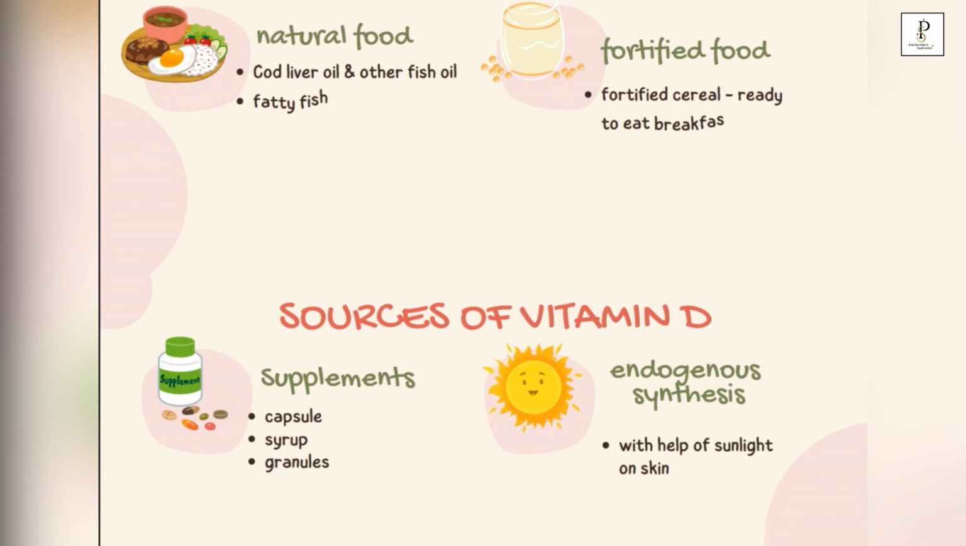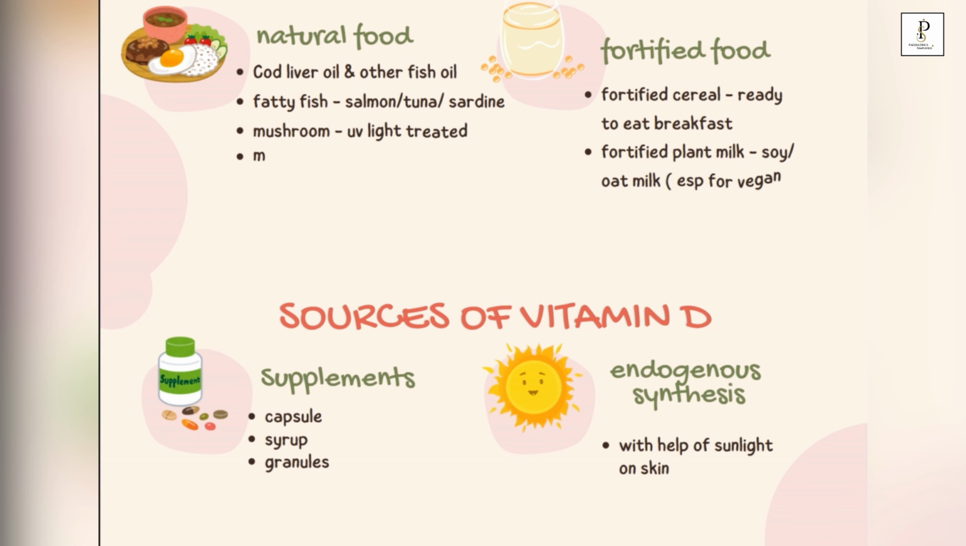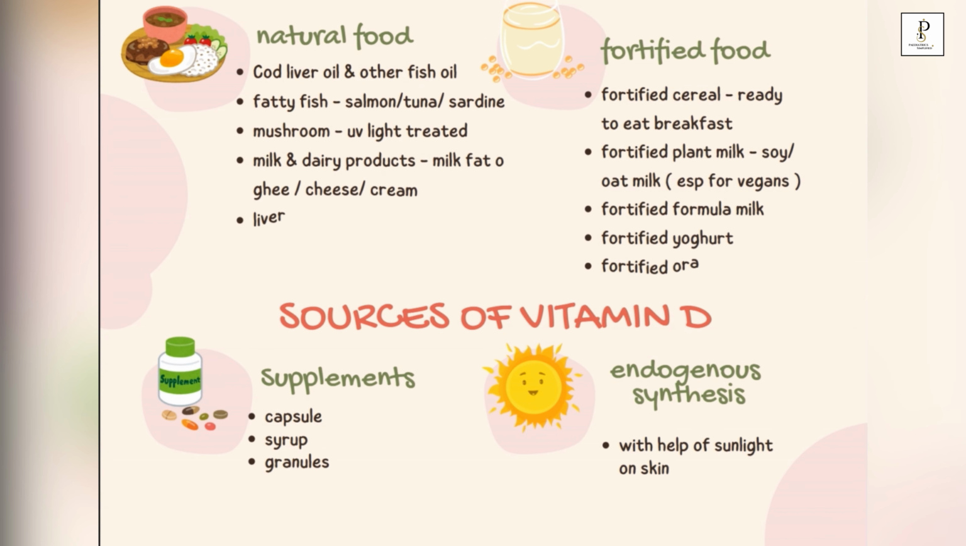What are the sources of vitamin D? As we discussed in the previous slide, in the dietary sources, it can be naturally occurring food, fortified food or supplement. In naturally occurring food, first one is cod liver oil or fish oil. Cod liver oil is the richest source of vitamin D, and not only vitamin D, it is packed with all fat-soluble vitamins like A, E and K also.